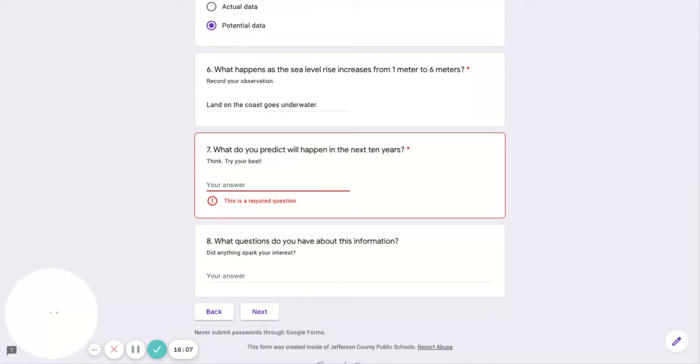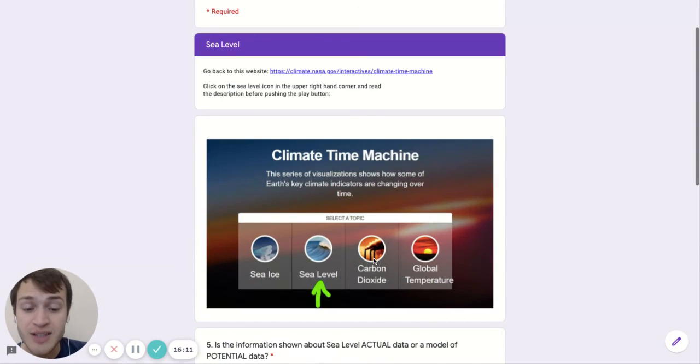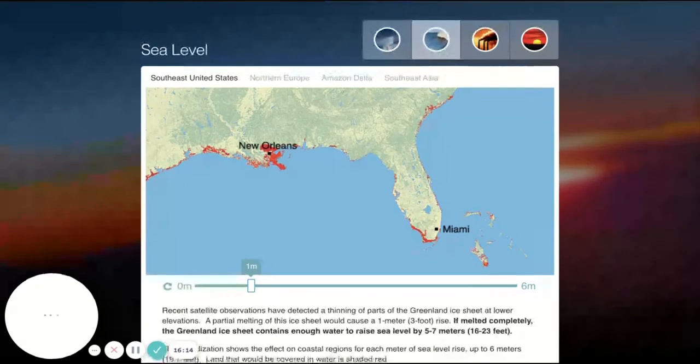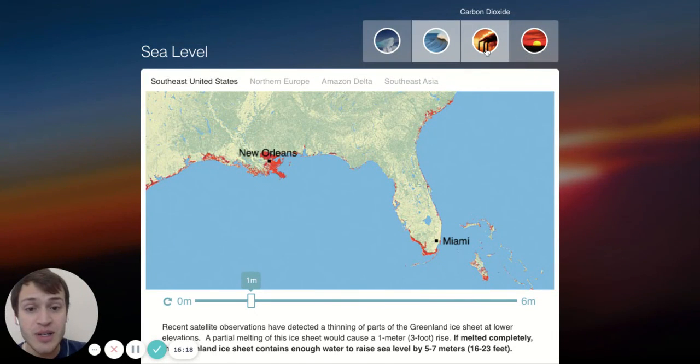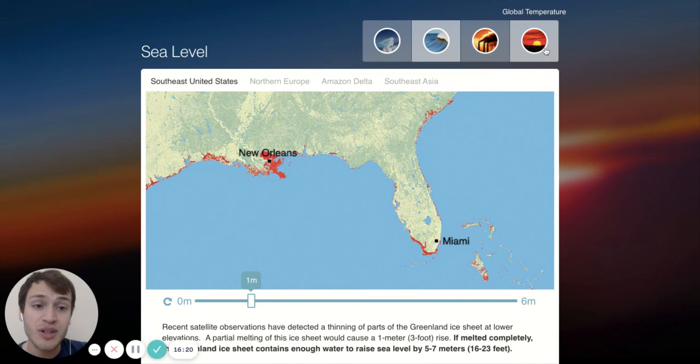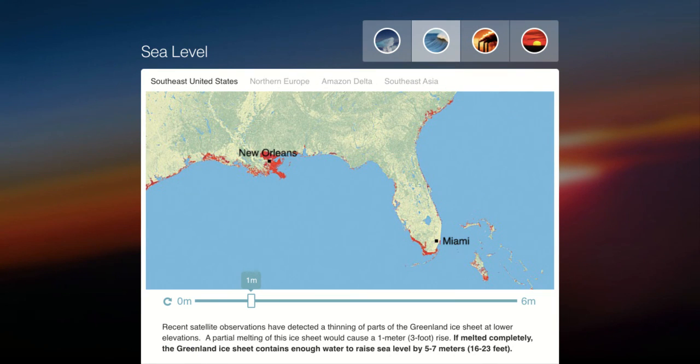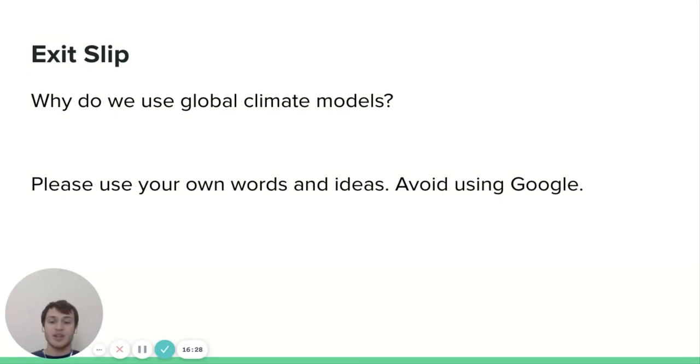So now what you're going to do, you're going to click Next, and you are going to do carbon dioxide and global temperature by yourself. Just a reminder, to get to carbon dioxide, click on this one in the top right, and to get to global temperature, click on this one in the top right. When you're done with the Climate Time Machine activity, there is an exit slip. It's called Lesson 31 Exit Slip. The question is, why do we use global climate models? For this question, please use your own words and ideas and avoid using Google.